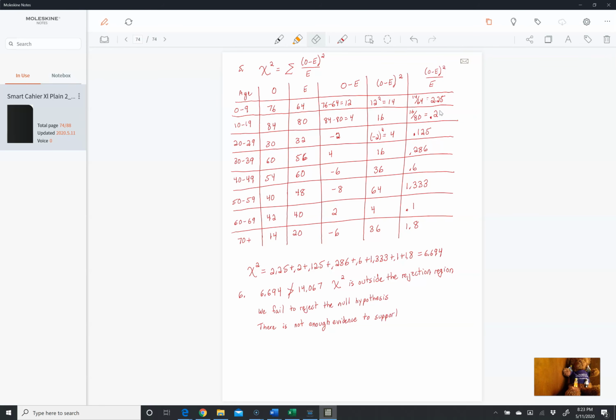It's not saying that they're wrong. It's just saying there's not enough evidence. And it's important to understand that it's at a 5% level of significance. This might be different if it were a 1% level of significance.